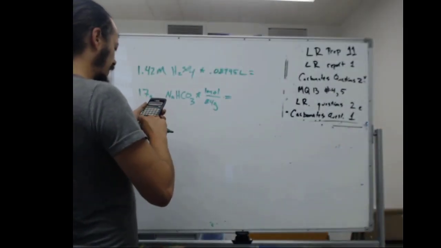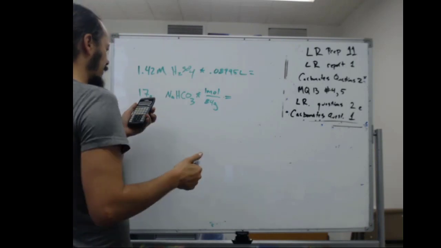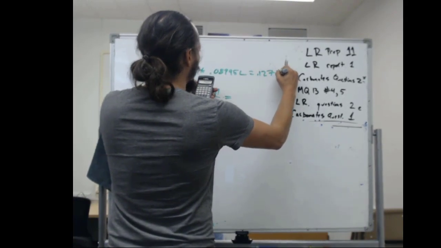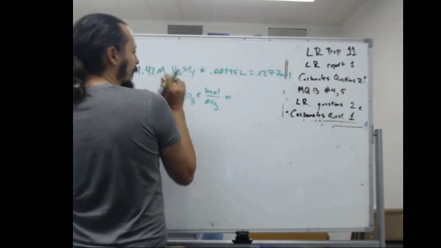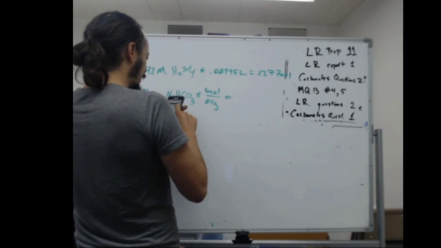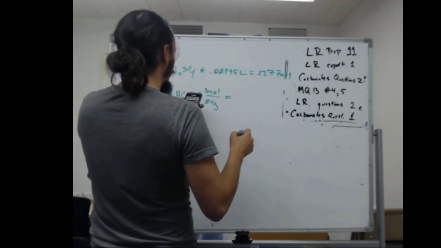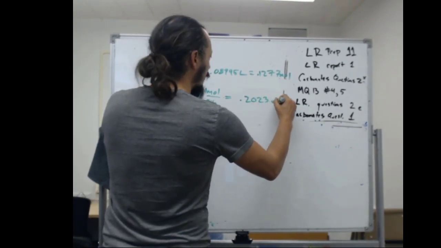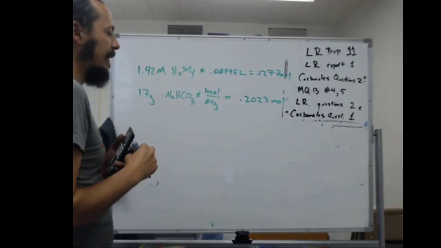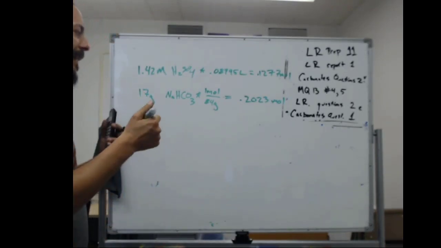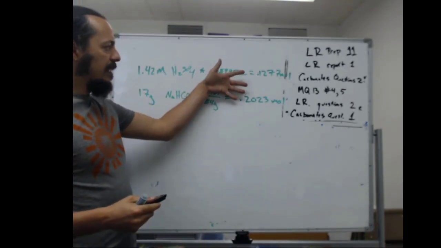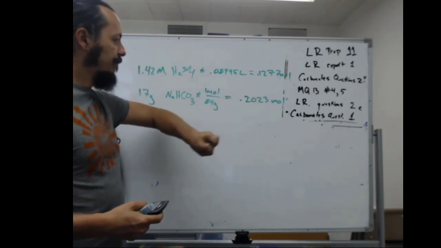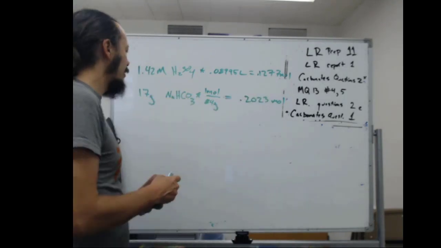0.42 times 0.08995 gives me 0.1277 moles of sulfuric acid, and 17 divided by 84 is equal to 0.2023 moles of sodium carbonate. Sorry, sodium bicarbonate. And clearly, sodium bicarbonate is going to be the limiting reactant because it's the bigger number, but because of the mole ratio.